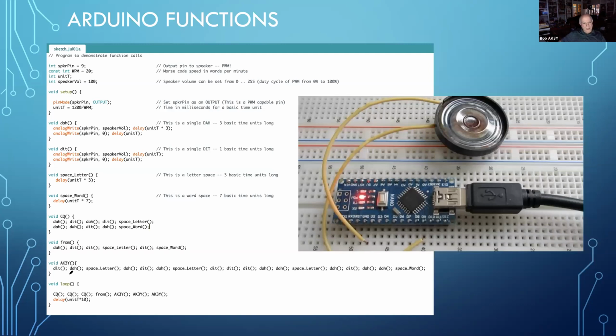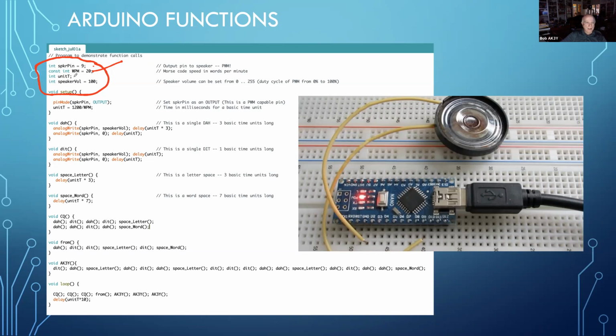Okay, now this looks a little bit more complicated, but it really is not. It's putting together the things we just learned. So I'm going to use that same pin 9. I could have picked another pin just for grins, but I didn't. So I'm going to set a speaker pin now to pin 9. And I'm going to select the words per minute, since this is going to be a CW generator. I'm going to set words per minute to 20 words per minute.